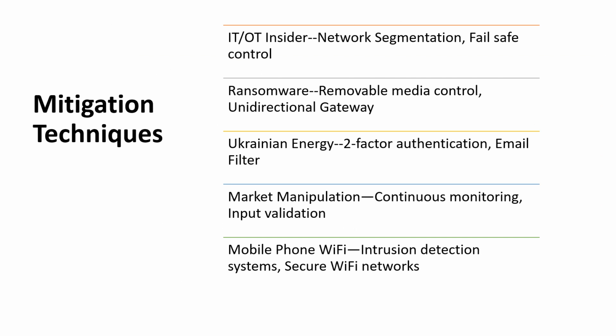Here are some mitigation techniques to ICS threats and attacks. IT/OT Insider. Use network segmentation and failsafe controls. Ransomware. Use removable media control and a unidirectional gateway. Ukrainian Energy. Use multi-factor authentication and email filters. Market manipulation. Use continuous monitoring and input validation. Mobile phone Wi-Fi. Use intrusion detection systems and secure the Wi-Fi networks.